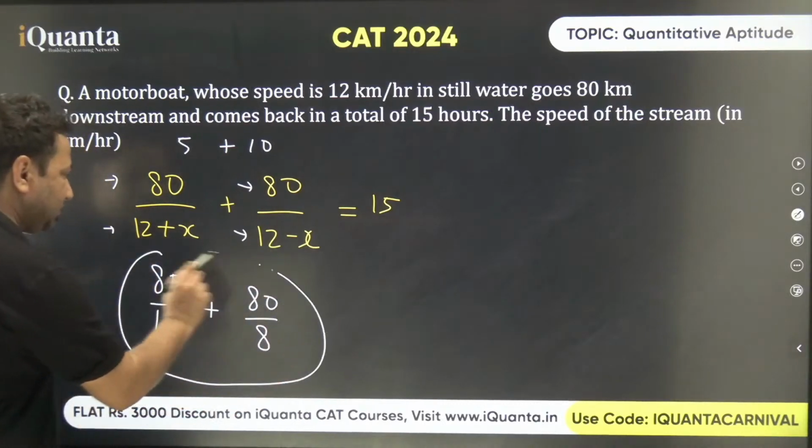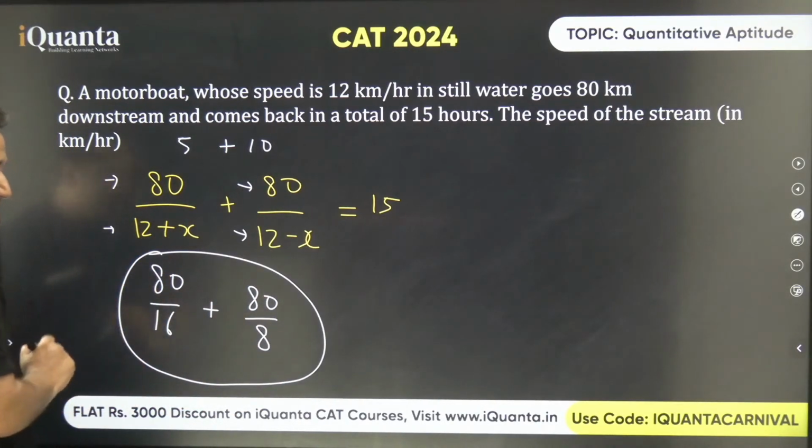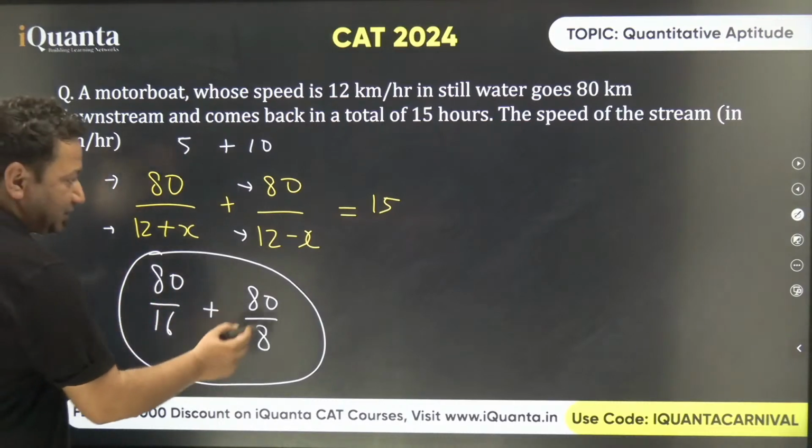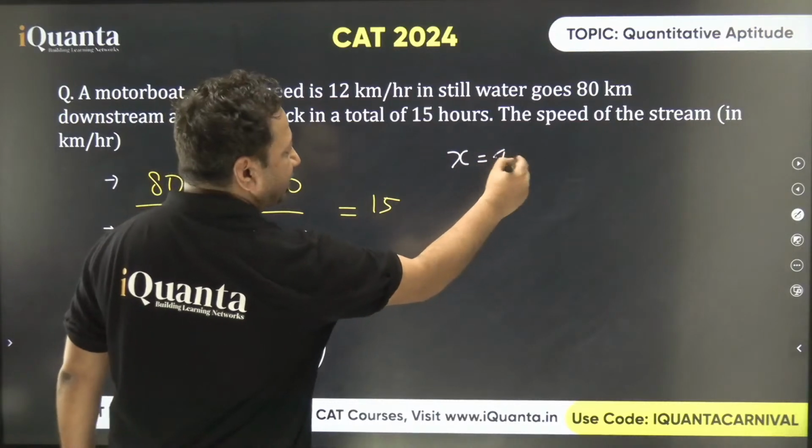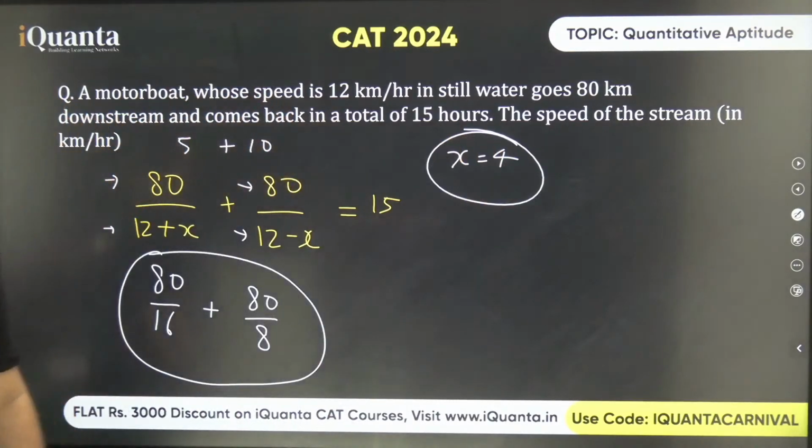Is that possible? Can 12 plus x be 16? If yes, then x is 4. And if I put x as 4 here, 8 will come. Wow. So just by looking at it, we got to know that x must be equal to 4. Clear? How many of you did it this way?